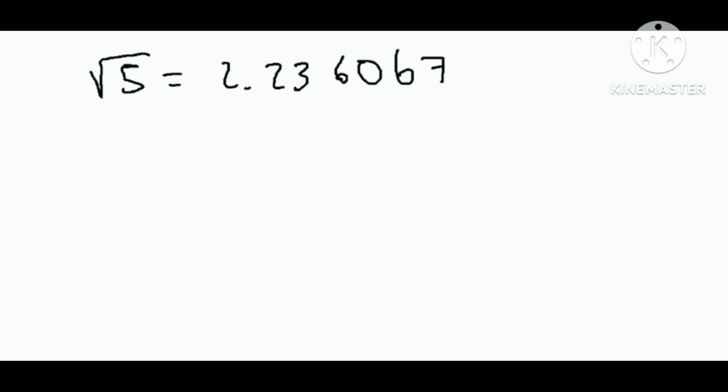An irrational number is one that cannot be put into a fraction using integers. So an example would be the square root of 5. If you type in the square root of 5 using a calculator, you're going to get a number that looks like this: 2.2360677, and it keeps on going. So that's an example of an irrational number. It doesn't end.